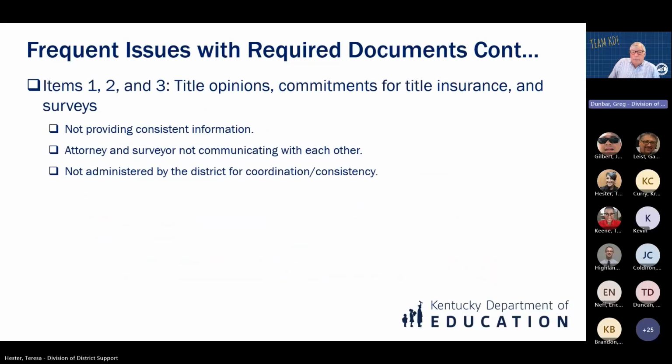So with items 1, 2, and 3, title opinions, commitments for title insurance, and surveys, these documents have to provide consistent information. The attorney and the surveyor have to talk with each other. Now, the district needs to administer these things to see that they do provide consistent information. Next slide, please.